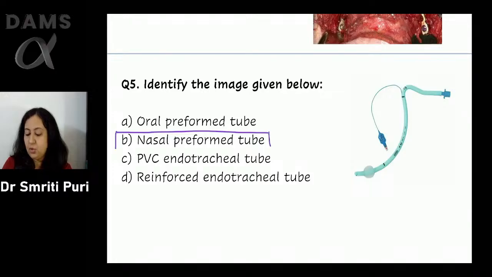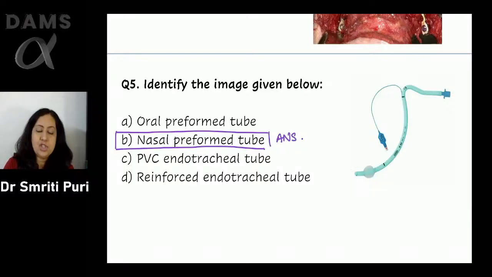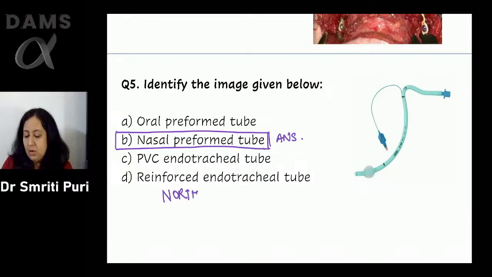Fine. So this is a nasal preformed tube or a North Pole RA. Please understand, I am going to take up intubation in the predictor series. So don't worry, before going for your exams I'm going to revise intubation with all of you. So this is basically a North Pole RA, the one given in the picture over here.